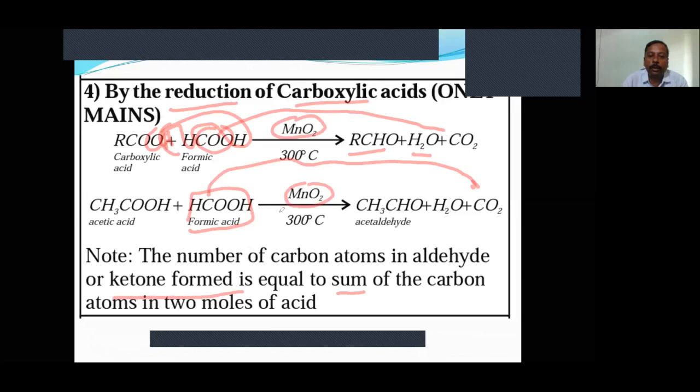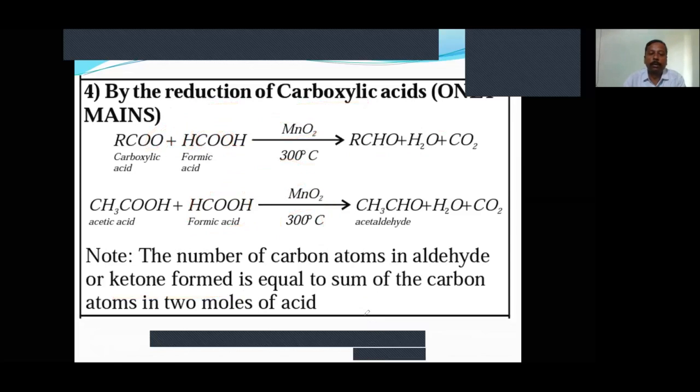MnO2 at 300 degrees Celsius. Whenever on the reactant side you find carboxylic acid and on the arrow it is CO2, definitely you should remember that it should be an aldehyde. Okay, and more practice is required in the calcium salts of the carboxylic acid. So I think you will do that.